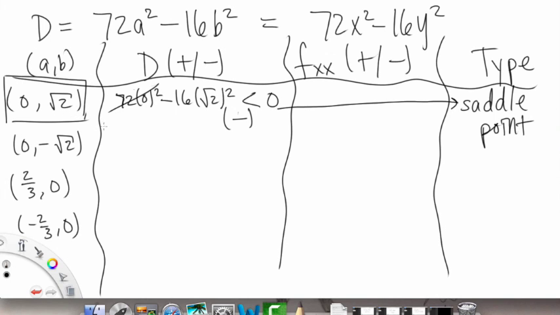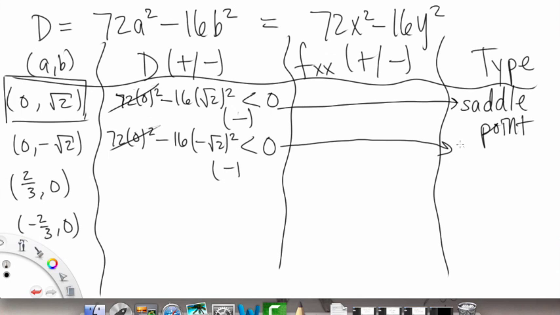Okay, let's try the next one. So now we have 72 times 0 squared minus 16 times negative radical 2 squared. And this one as well is going to be a negative value because we have 0 minus some positive number. So that also will be negative, so we can pass over that column and say it as well is a saddle point. Okay? All right, so those are both saddle points. We determined those.